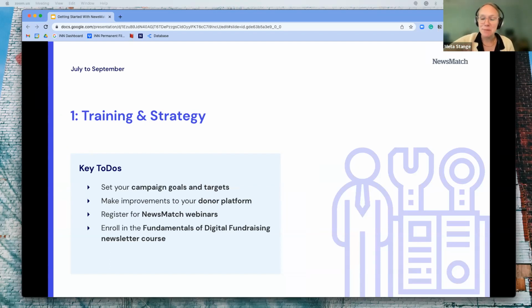Next, now is a great opportunity to make improvements to your donor platform. This is the vehicle where your donors are actually going to make their gift of support. We have previously recorded webinars on this topic that you can view at support.newsmatch.org, and we'll have tech consulting available to you to review your donation pages and platforms, which is a great opportunity to really audit your site and make sure that it's straightforward for your donors.